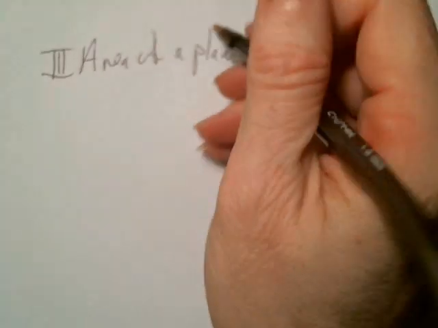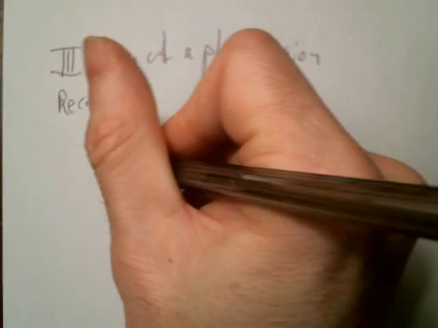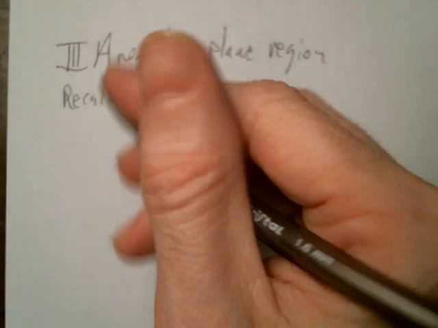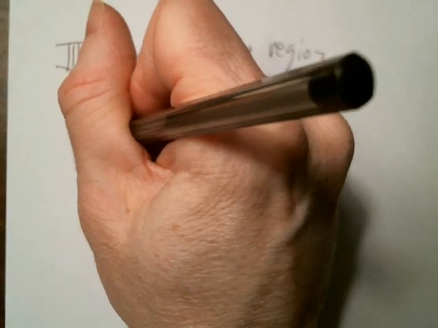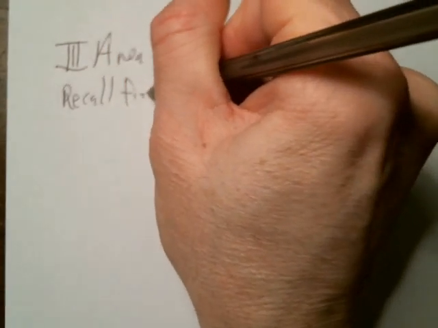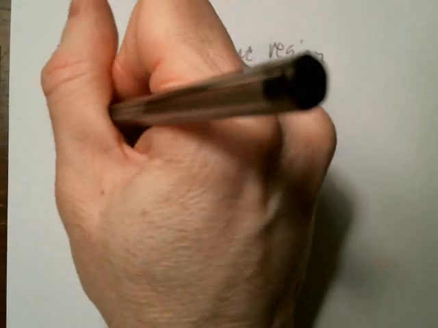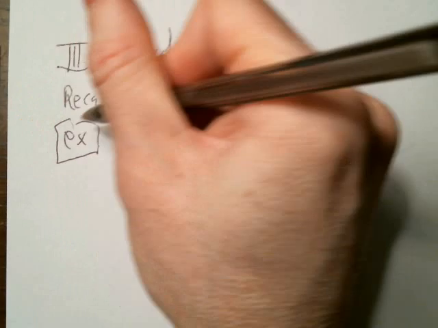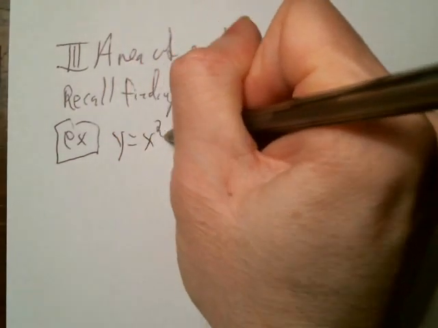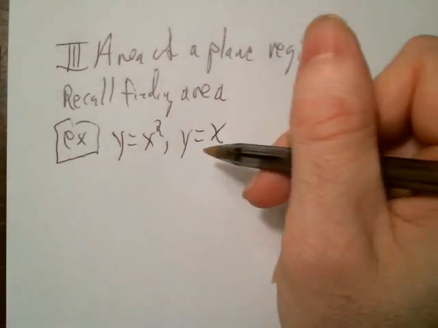Look, so recall your Calc 1 lessons on finding the area between two curves, or maybe that was Calc 2, right? So recall, let's say I need to find the area, and for example, we have y equals x squared and y equals x. So I want to find the area enclosed by these two curves.